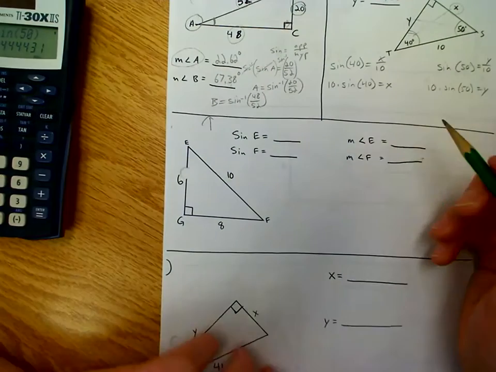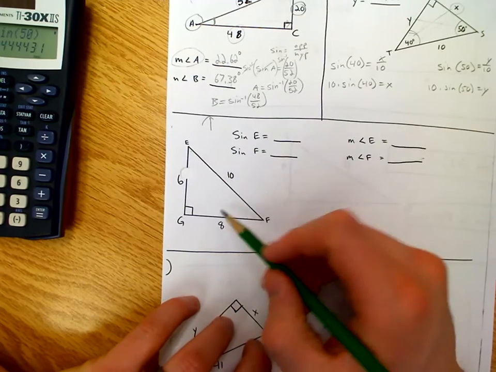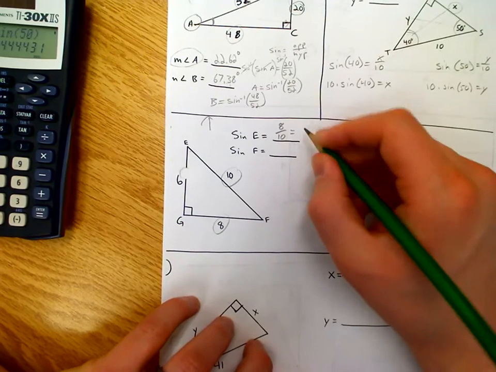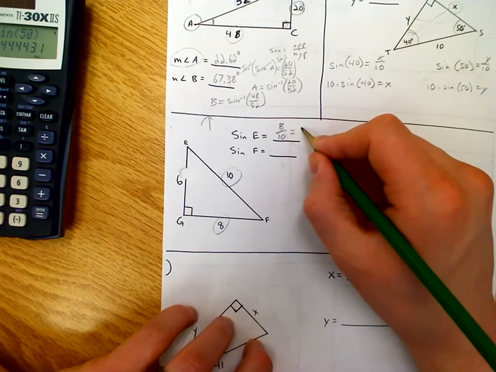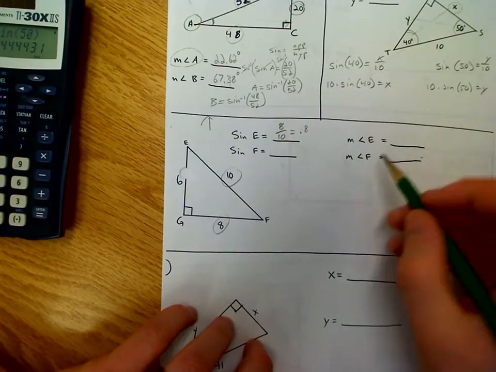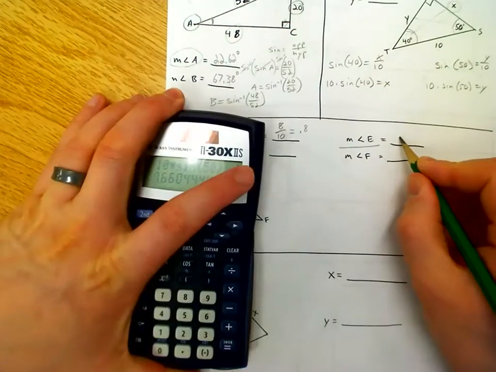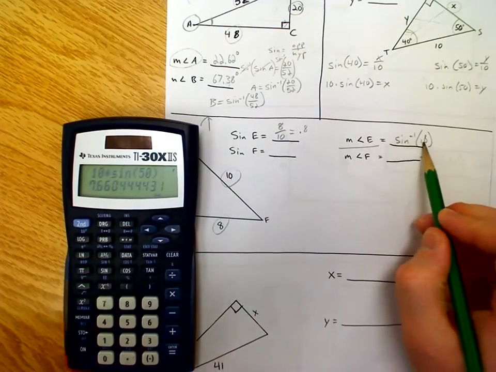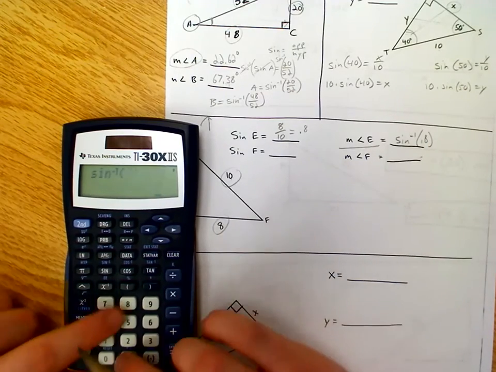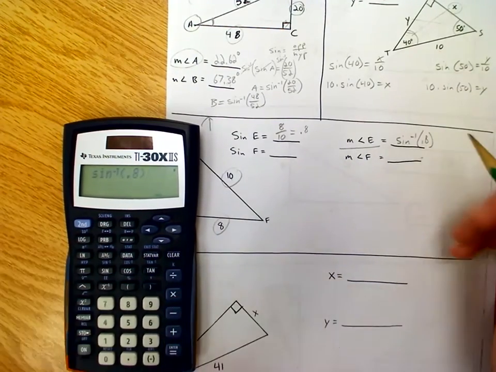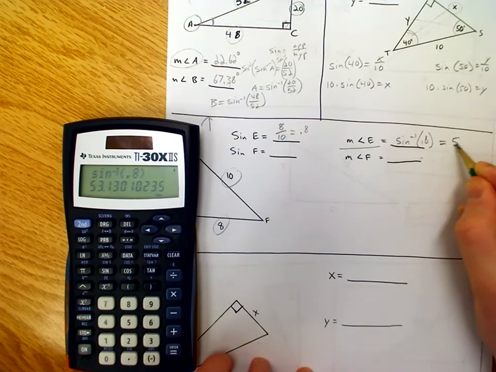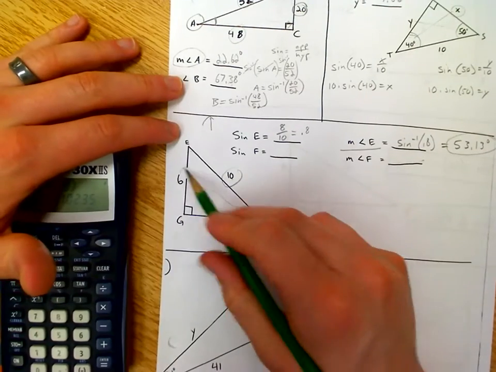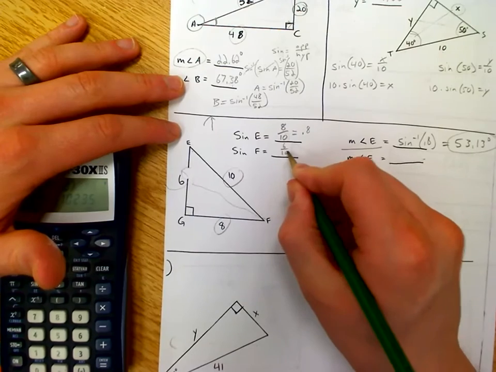All right, let's move on down here. This problem is going to be a lot like number 1. So sine of E, 8 over 10, opposite over hypotenuse. 8 over 10, and that's equal to 0.8. If I want to find the measure, I know that's the inverse sine of 0.8 or of 8 over 10, either way here. So I type that in, inverse sine of 0.8. So that's 53.13 degrees.